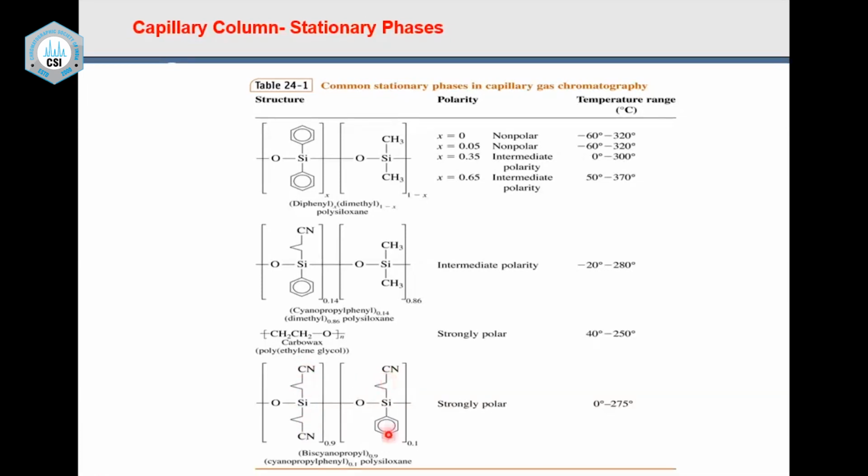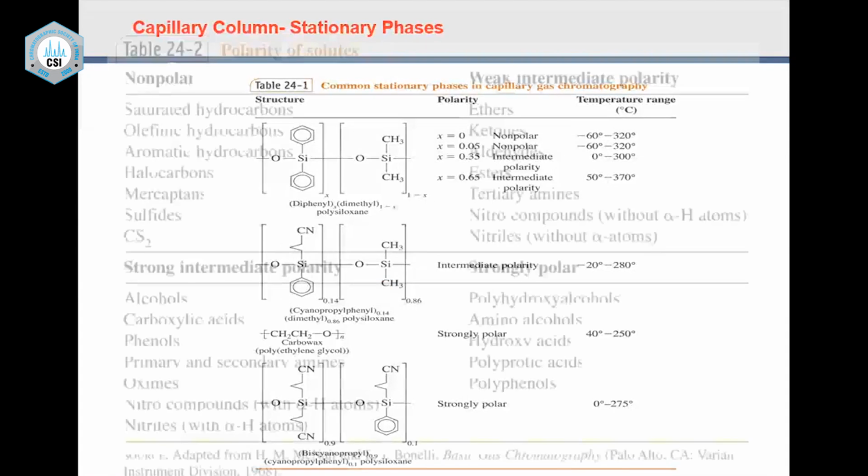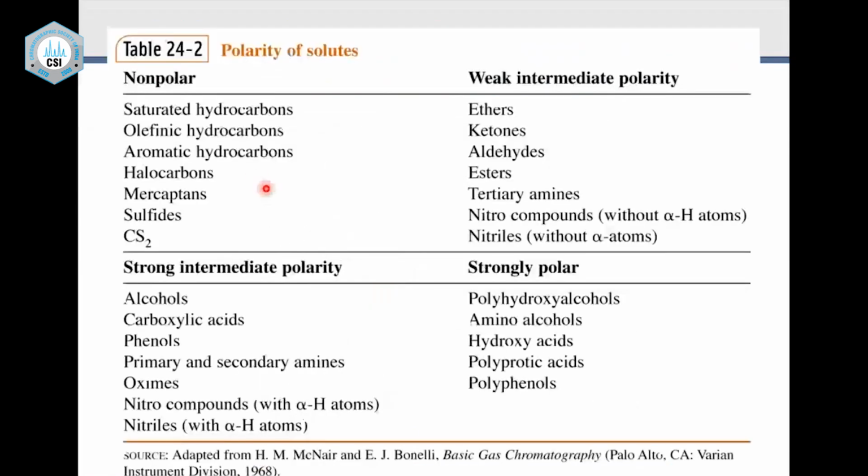Here there is one cyano group and one phenyl group, so this becomes a very strongly polar column. As we do the substitution onto the silica here, we get different kinds of polarity on the column. Then, depending upon the polarity of the sample, we choose a column.